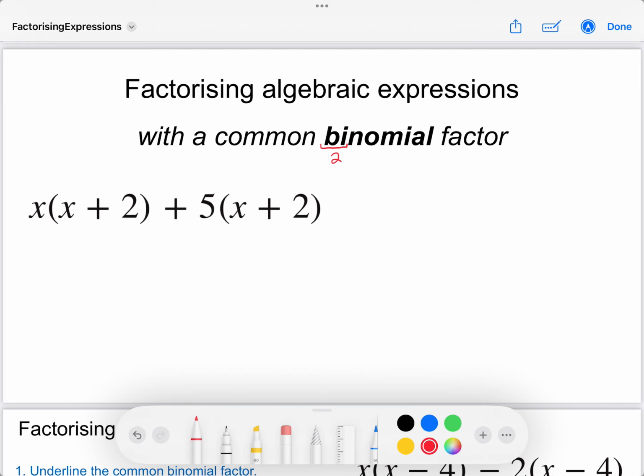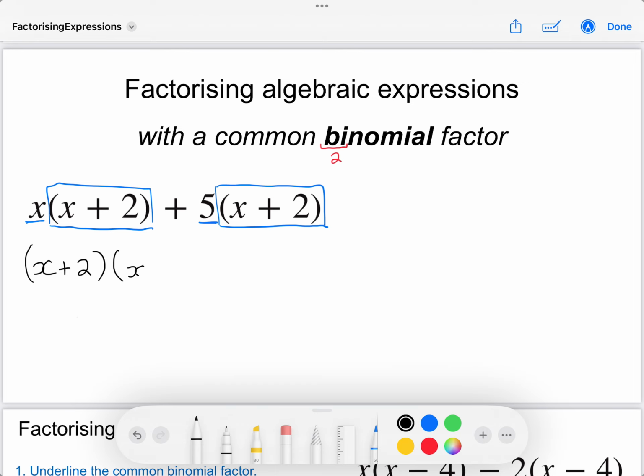So let's look at our sum down here, and what you'll notice is that both the x and the 5 are being multiplied by this binomial x plus 2. So I could factorize this expression to instead be x plus 2, because that's the common factor, and then put in the rest, x plus 5.